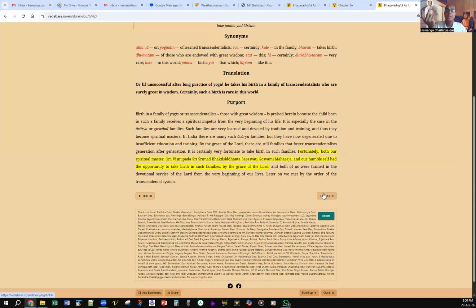Even then we become very happy: oh, three people are chanting one round a day. Guru Maharaj says, very nice. So eventually we have to leave that soul in Krishna's hand. Krishna will protect it. Thank you, Prabhu. Thank you.